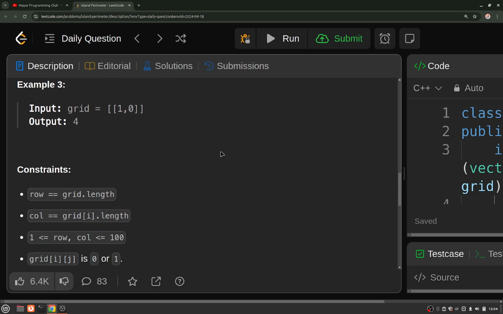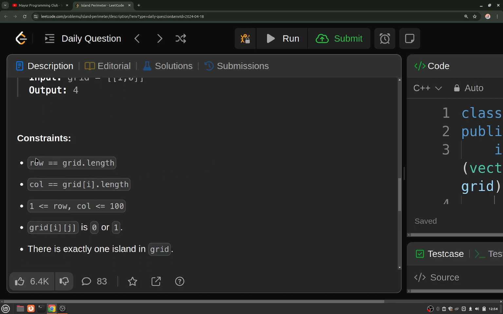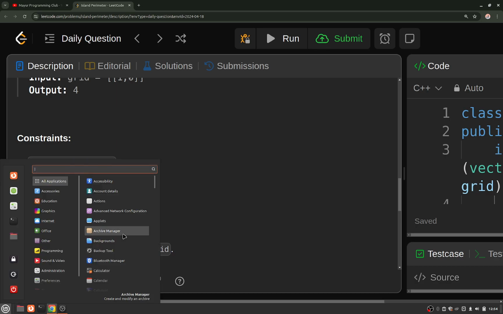Before thinking of an approach, let's have a quick look at the constraints. The rows and columns in the grid are of order 100, and each cell of the grid is either 0 indicating water or 1 indicating land. There is exactly one island in the grid. This is also part of the constraints. So let's see how we can solve this.